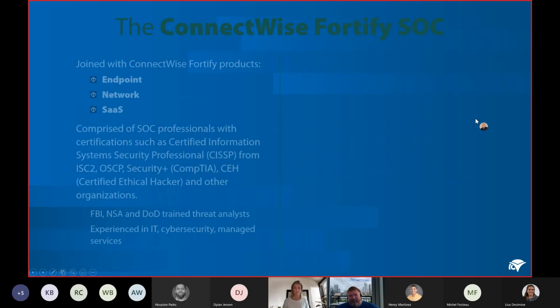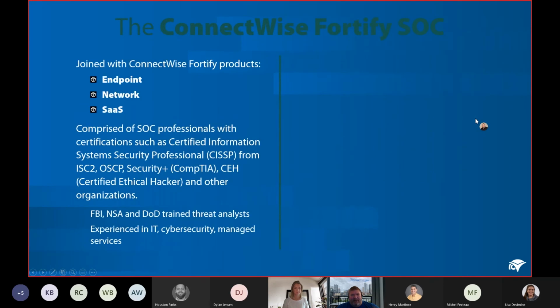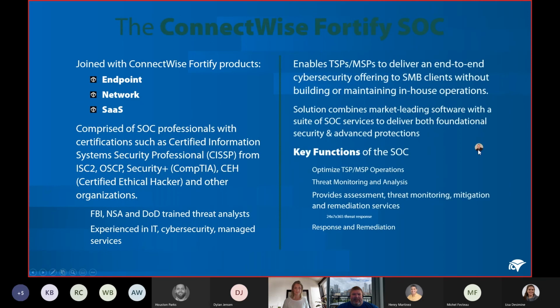If it's building out for me, here we go. I mentioned the SOC is there for the endpoint, network, and the SaaS products.